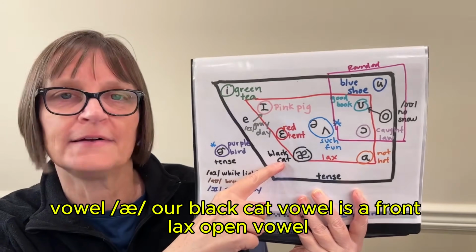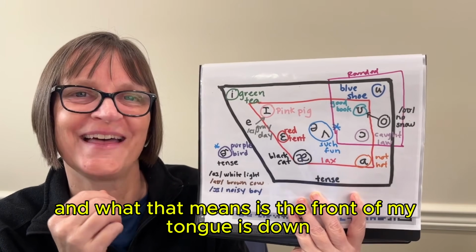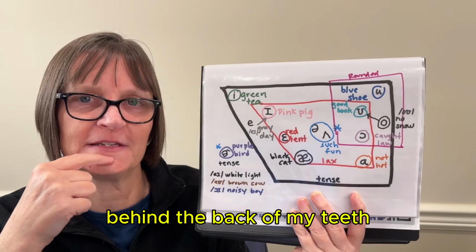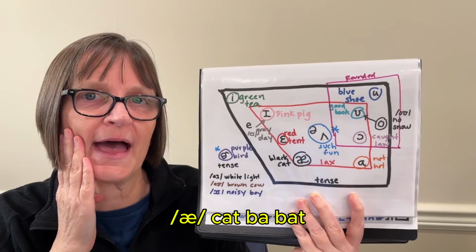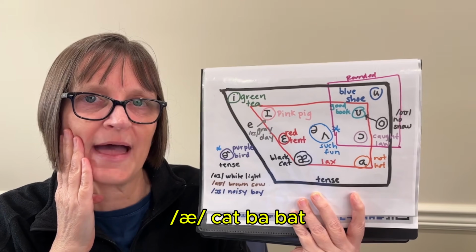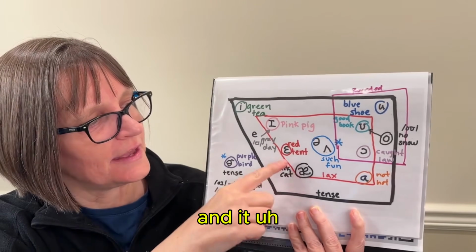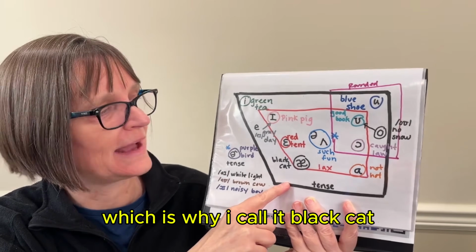The vowel, our black cat vowel, is a front lax open vowel. And what that means is the front of my tongue is down behind the back of my teeth, the back of my tongue is lifted, and my jaw is fairly open. Cat, bat. It's the most open of the front vowels, and it is typically spelled with letter A, which is why I call it black cat.